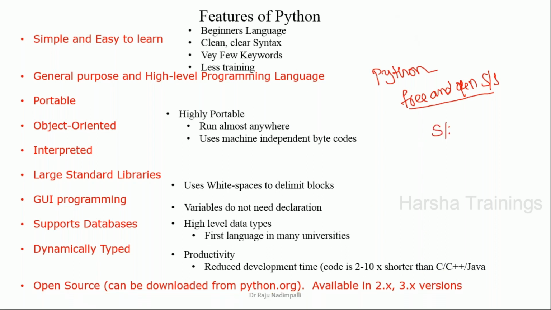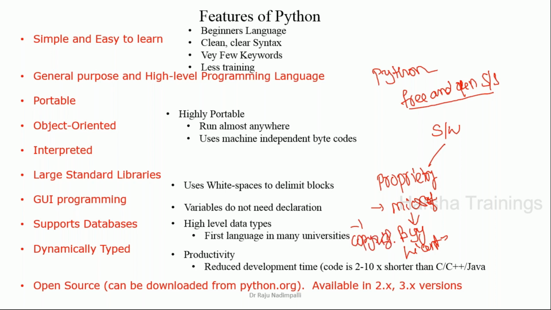I will explain. Software can be classified as proprietary software. Maybe the best example is Microsoft. All Microsoft products, if you want to use them, you have to buy with some licenses. Every license has some cost, and it has a protection called copyright. You should abide by the rules and regulations of Microsoft.